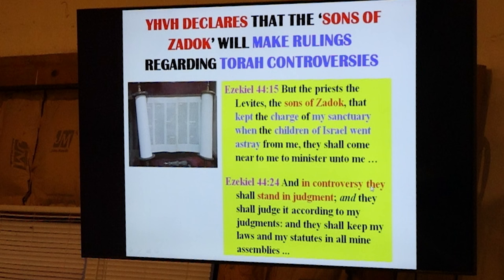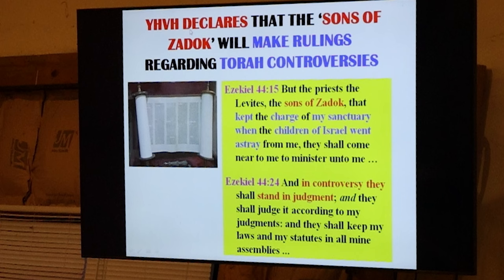Yah has made a ruling that in controversy, the sons of Zadok will stand in judgment and they will judge it. So historically, there was a controversy. And so who apparently did Yeshua stand with? Did John the Baptist stand with? This is another issue. I'm not going to elaborate on it. But I have since learned that when Yeshua had his Last Supper, it was in the Essene quarter of Jerusalem. And when they were waiting in Acts chapter 1 for the day of Pentecost, where were they waiting? They were waiting in the Essene quarter of Jerusalem. Why in the Essene quarter of Jerusalem?